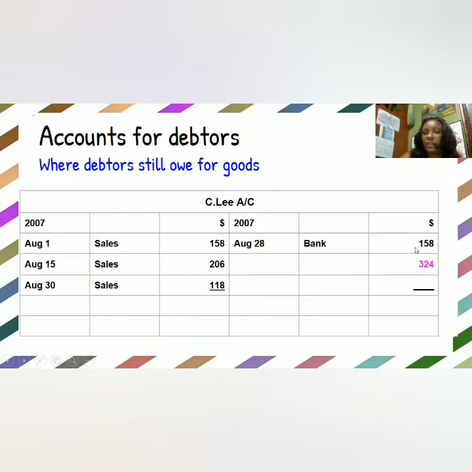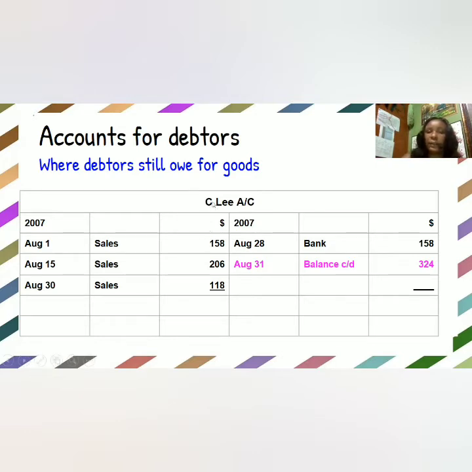The credit side is what? 158. What do we do next? We subtract the 158 smaller side from the bigger side, which is 482, and we have what? 324. Now this 324 is our balance, and we're going to be calling it balance carried down. So August 31, balance carried down, 324. There you go. Do we understand?